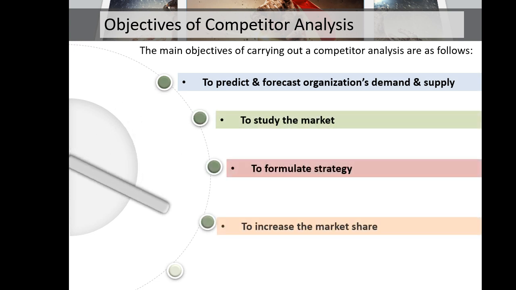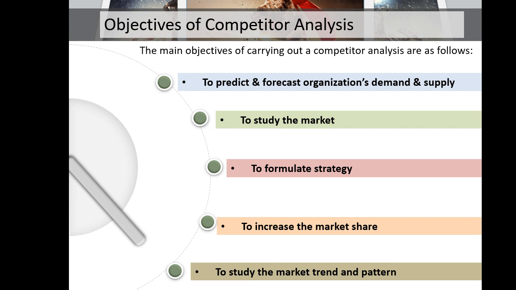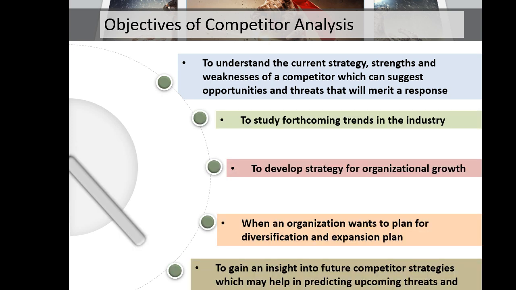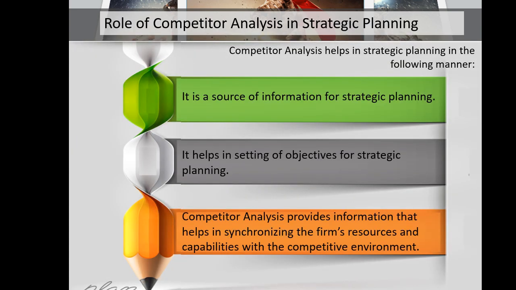Objective of competitor analysis. Why do we have to do it? To project and forecast organization demand, to study the market, to formulate strategy to increase market share, and to study the market and the patterns. Role of competitor analysis in strategic planning. Competitor analysis helps in strategic planning in the following manner. It is a source of information for planning. Yes, in making your plans, you need to gather as much information as possible. This information can be gotten from private organizations or government agencies.